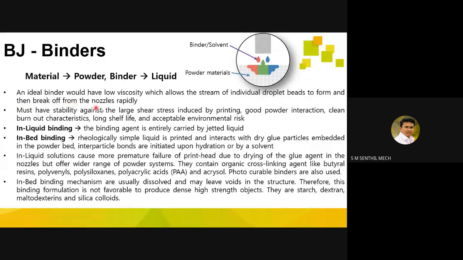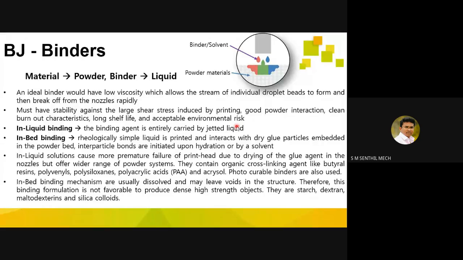So your binder must have control over the application like this. It should not flow easily. You should be able to control it. Only then can you deposit the binders on the required areas of the powder. And one more thing is it should have very low viscosity in order to form the droplets. So you can have a combination of water and oil. If you are dropping water, you can see it will be falling down drop by drop. But when you are using oil, you can see a stream of oil that is coming down.